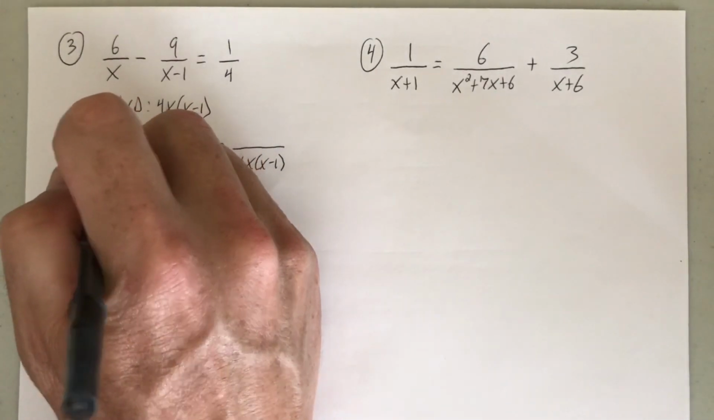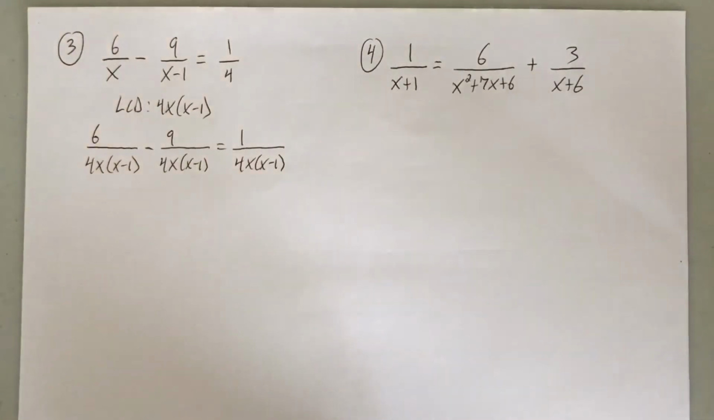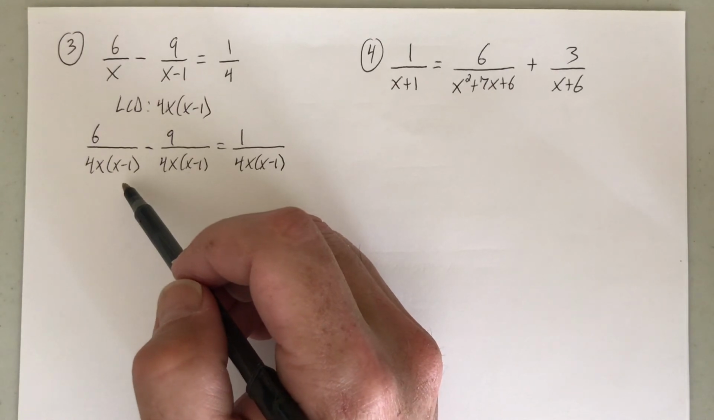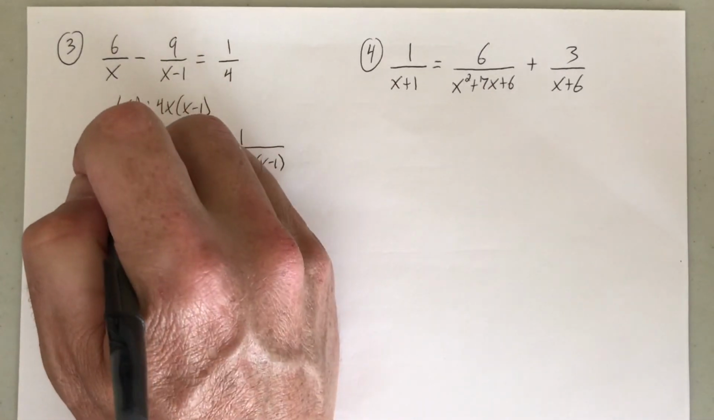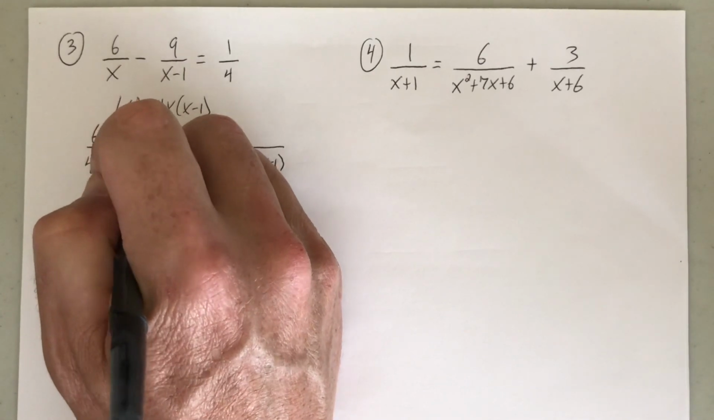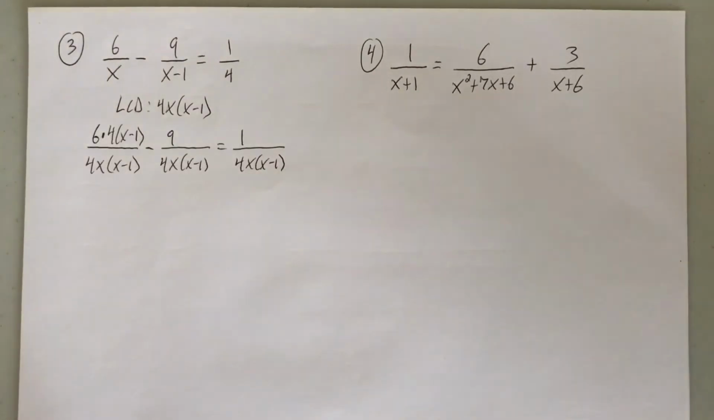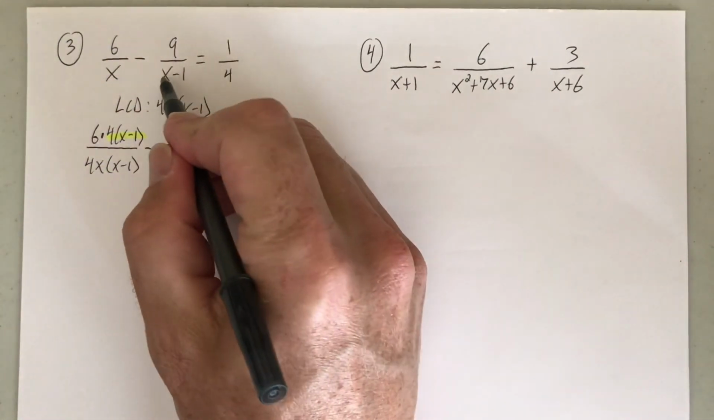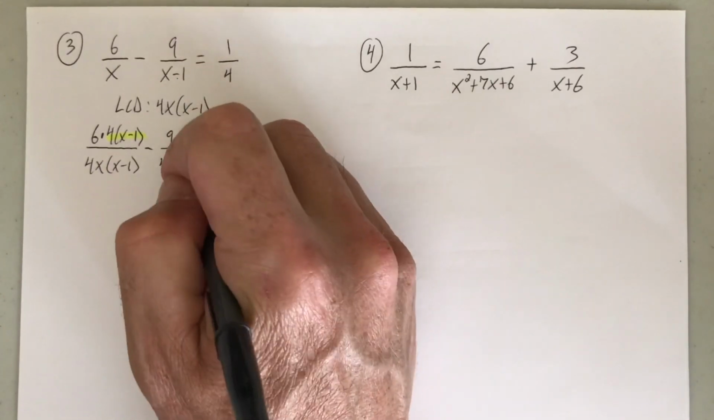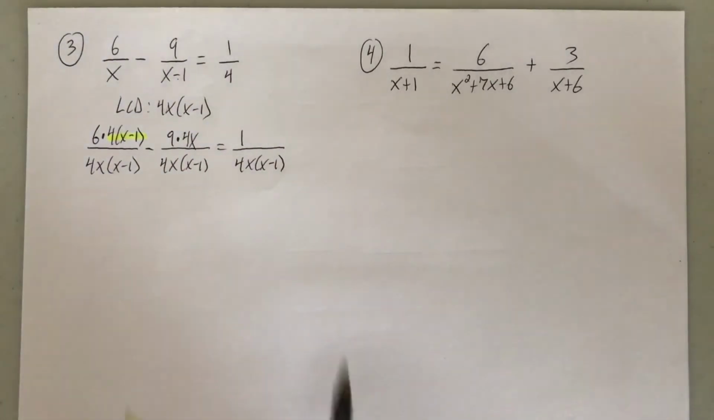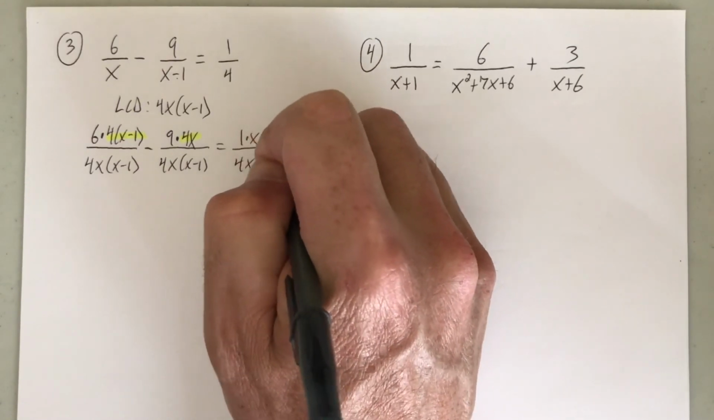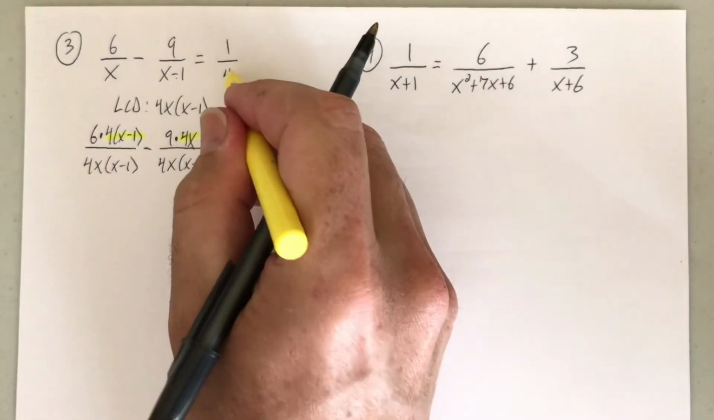I'm going to put down what I already have here, the 6, the 9, and the 1. So in order to make an x a 4x times x minus 1, I'm going to have to multiply by 4 times x minus 1, because I already have the x. Let me go ahead and highlight that. And then to make this a 4x times x minus 1, I have to multiply by 4x, because I already have the x minus 1 here. And then in order to make a 4x times x minus 1, I need to multiply by the x times x minus 1, because I already have the 4.